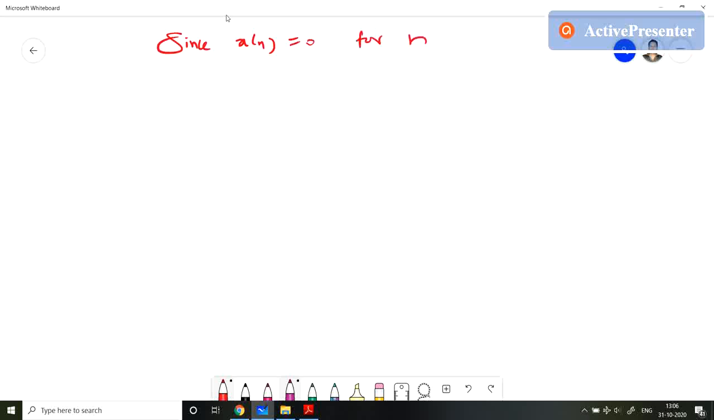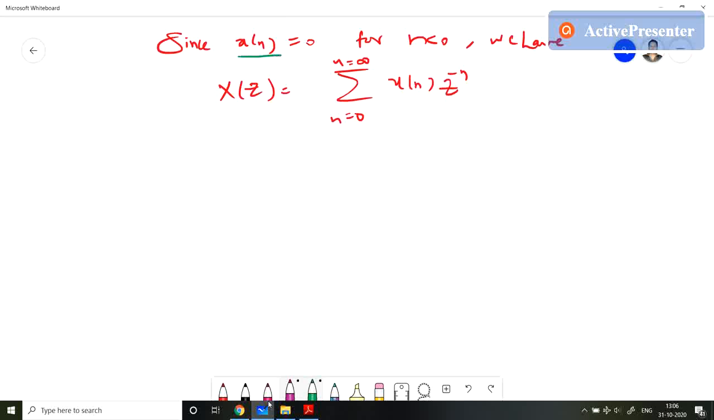0 for n less than 0, so we have X(z) is equal to summation n is equal to 0 to infinity x[n] z raised to the power minus n. So we started our analysis by assuming that x[n] is equal to 0 for n less than 0. That means we are considering only causal sequences. So it is written as x[0] z raised to the power minus 0, x[1] z raised to the power minus 1, x[2] z raised to the power minus 2, and so on.